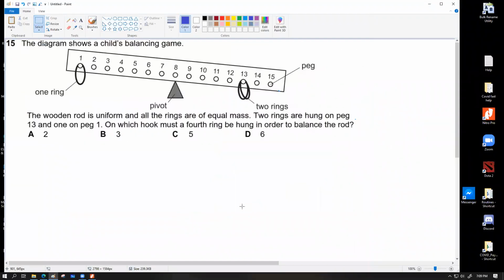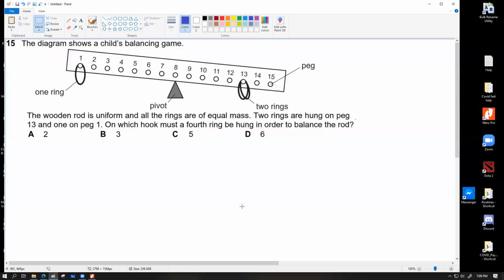দেখো, the diagram shows a charge balancing game. So we see a setup. The setup is pretty self-explanatory. The wooden rod is uniform and all the rings are of equal mass. Two rings are hung on peg 13 and one on peg 1. On which hook must a fourth ring be hung in order to balance the rod?